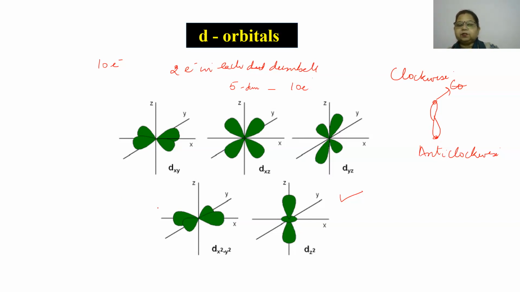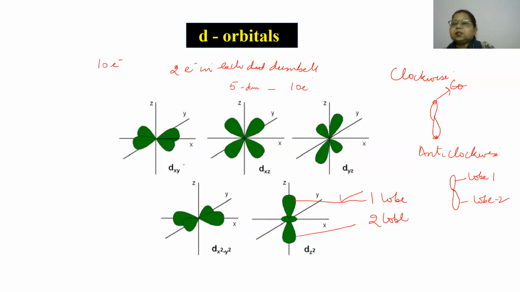I was saying that we must remember the last one, dz square. You can see it has only 2 lobes, or we say it has only 1 dumbbell. So that is the 1 mark question: name the d orbital which has only 1 dumbbell. This is 1 lobe and this is the second lobe. Or we can say that each dumbbell is made up of 2 lobes. This is lobe 1 and this is lobe 2.